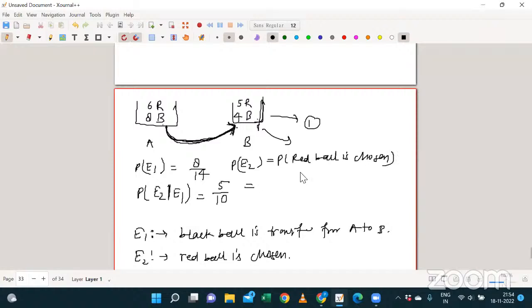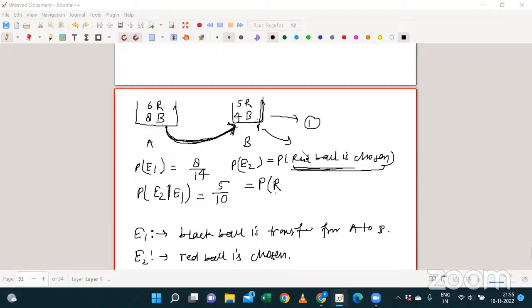Okay. First, in how many ways can we choose the red ball? First, from box A or box B. Correct. First, we have to consider that a red ball is transferred. See, listen to me. We need to consider the case that a red ball is chosen, right? So 6 and we have 5 to choose. See, we have to choose the red ball from where? Box B.